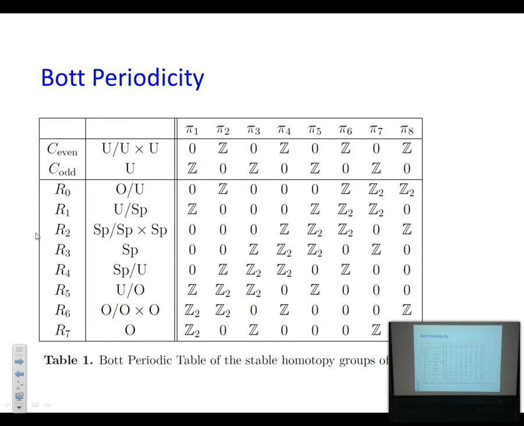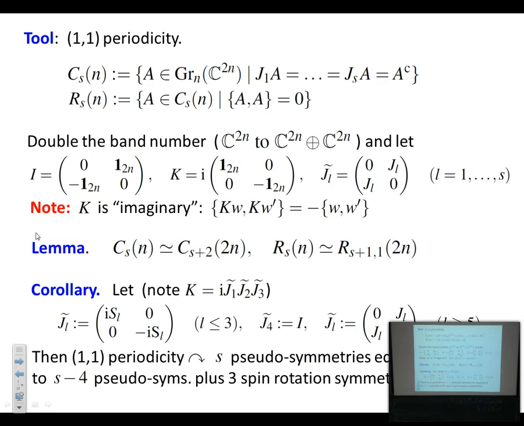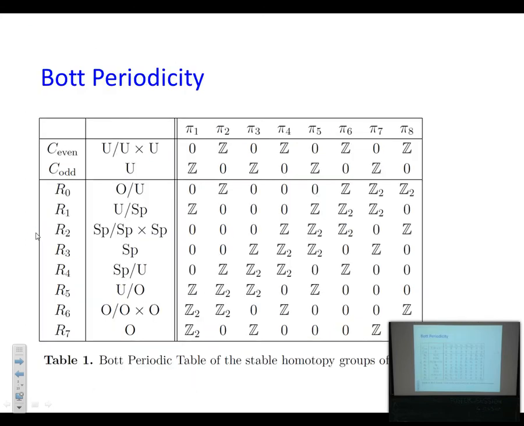These spaces C sub S and R sub S, which I showed before, are well understood. And here's what they are. I didn't tell before, but these guys up here are exactly that. These are these well-known symmetric spaces put in this very order by Bott for a certain reason.